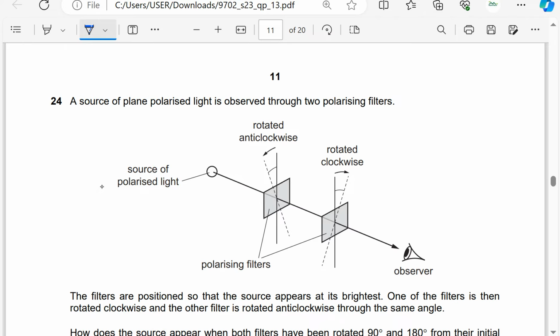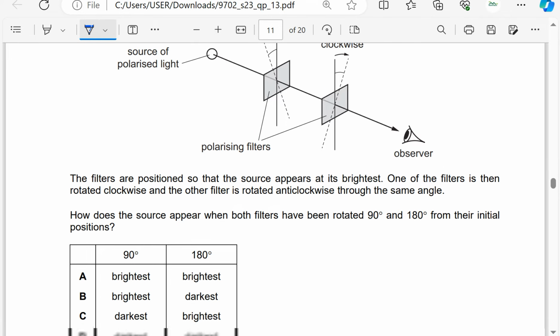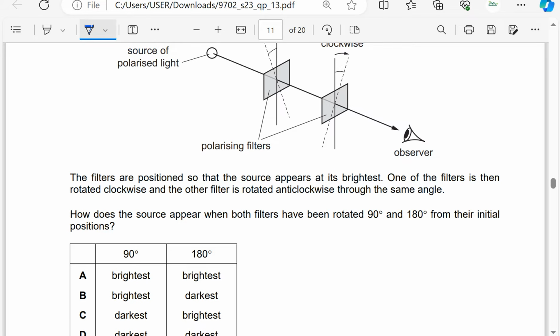A source of plane polarized light is observed through two polarizing filters. The filters are positioned so that the source appears at its brightest. Okay, that is maximum intensity as before. One of the filters is then rotated clockwise and the other is rotated anti-clockwise through the same angle. How does the source appear when both filters have been rotated 90 degrees and 180 degrees from their initial positions?